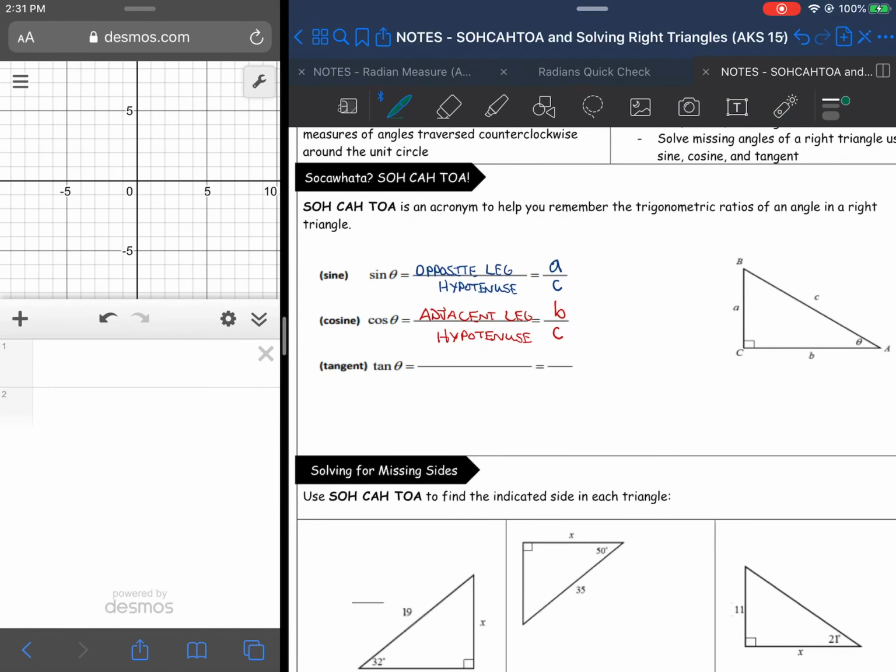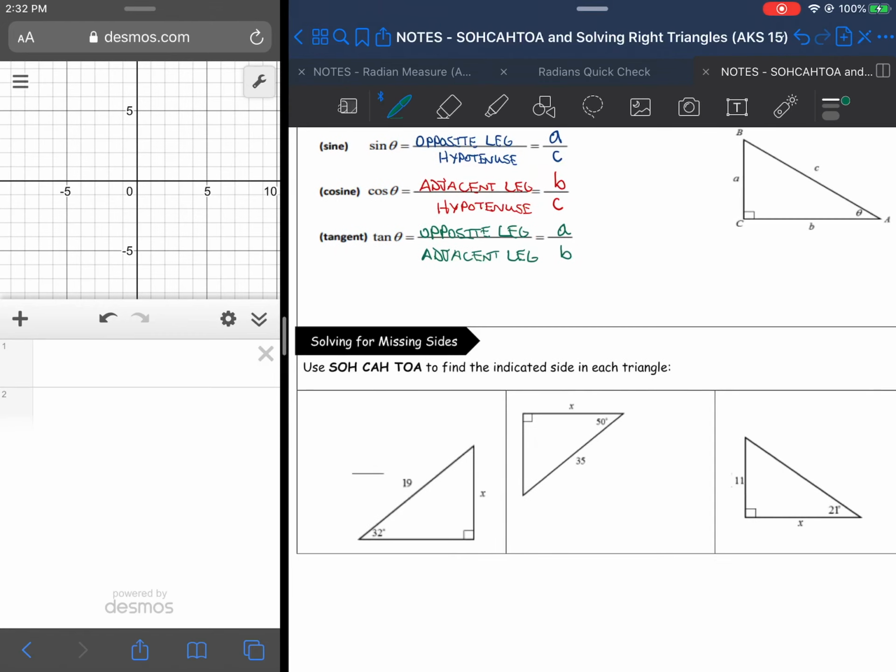And then next, the tangent of an angle is equal to the opposite leg divided by the adjacent leg. So if we're looking at angle theta, the opposite leg is A and the adjacent leg is B. So we would say A divided by B. So let's put this into practice. Let's use Sohcahtoa to find the indicated side in each triangle.